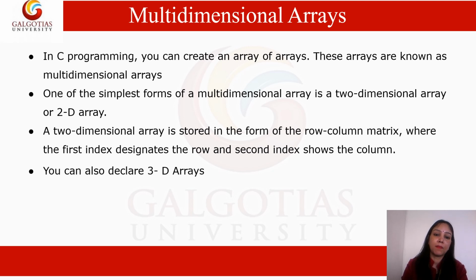One of the simplest forms of multi-dimensional array, which we'll do in practical also, is the two-dimensional array, or we call it a 2D array. A two-dimensional array is stored in the form of a row column matrix. In mathematics, you have all learned that matrix concept. So this is what we have in a 2D array, where the first index designates the row and the second index shows the column.